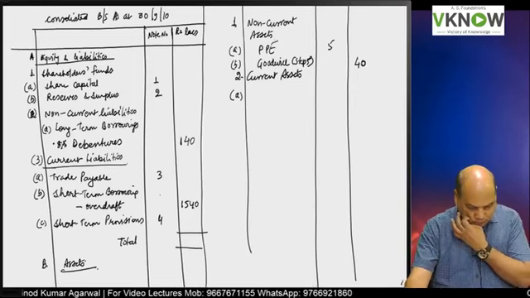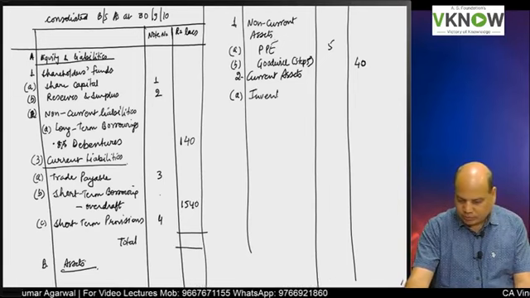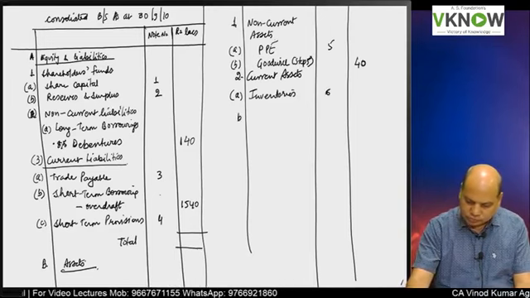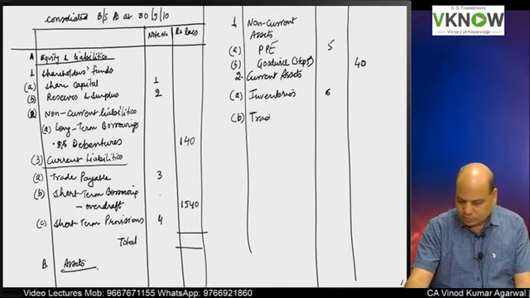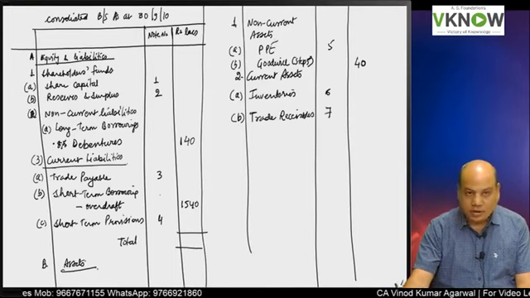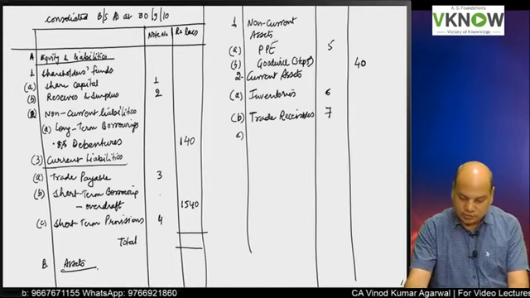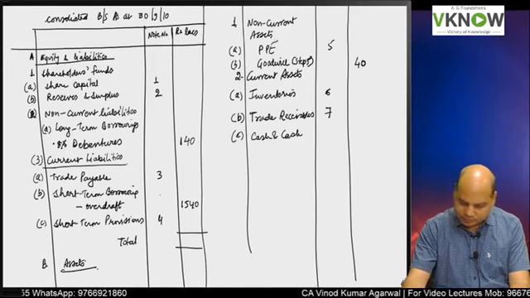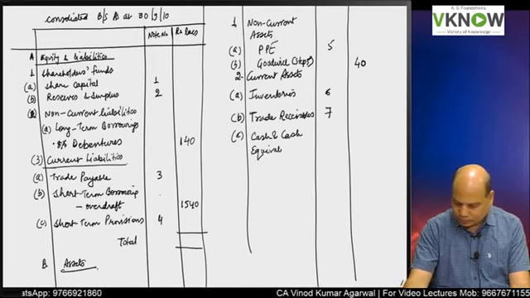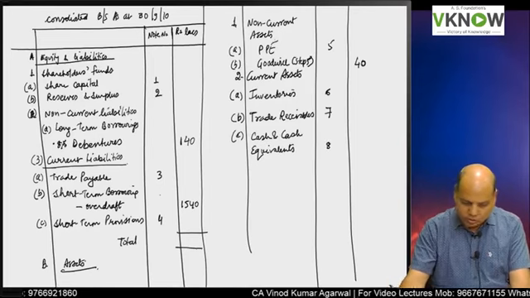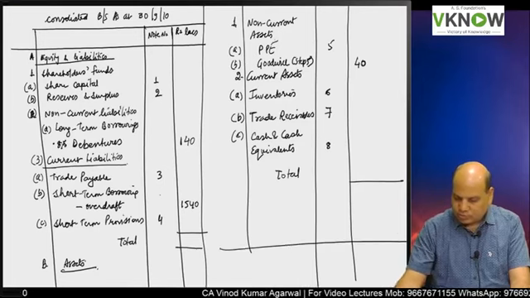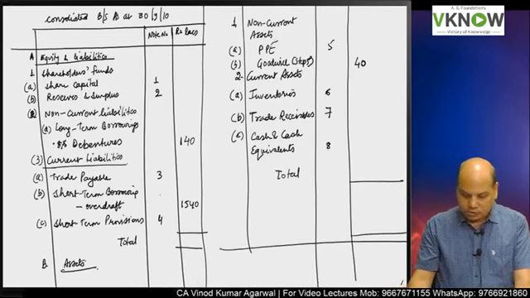Current assets, write down A, inventories, note number 6. B, trade receivables, note number 7. And C, cash and cash equivalent, note number 8. And then total. So these are the minimum notes we have to prepare for solving this question.